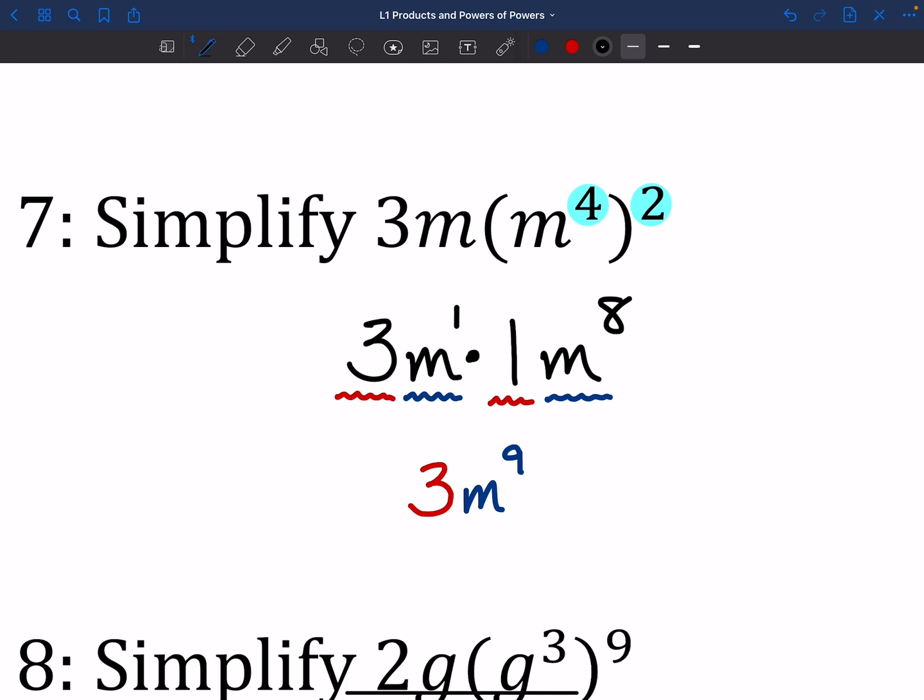Once we get to here, this is what we wanted. 3m to the 9th. Oops, oh goodness. Let's try that again. Let's try making a box instead. Oh, we tried. Well, 3m to the 9th is what we want as our final answer there.